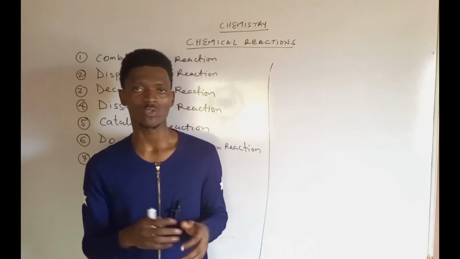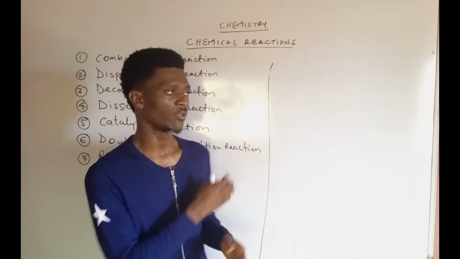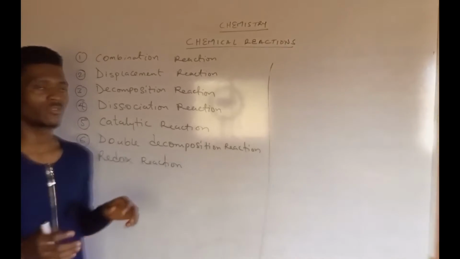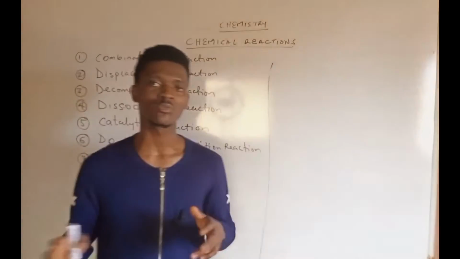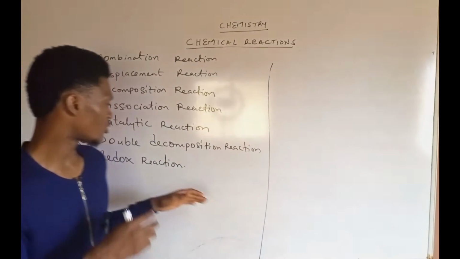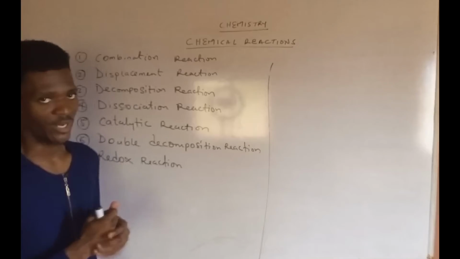But looking at chemical reactions, we have quite a number of reactions. Written on the board, we have the combination all through to redox. But mind you, this lesson will be split into two videos. Now, this is the first video. In the second video, we are going to be considering the redox reaction.